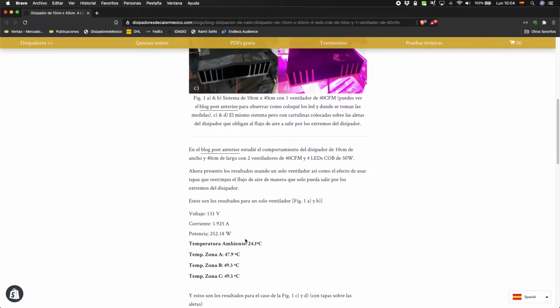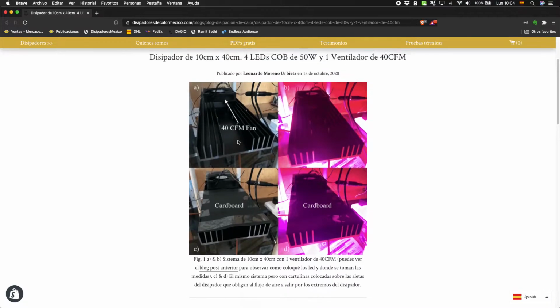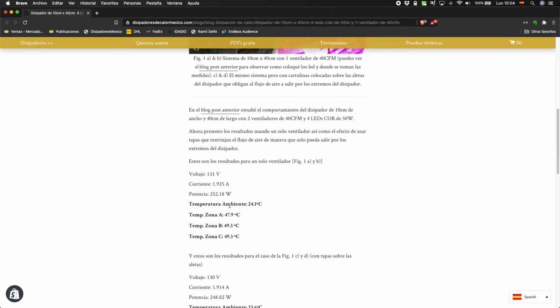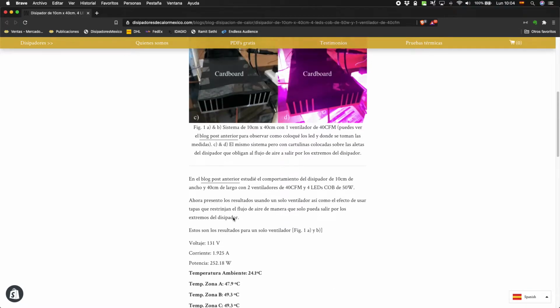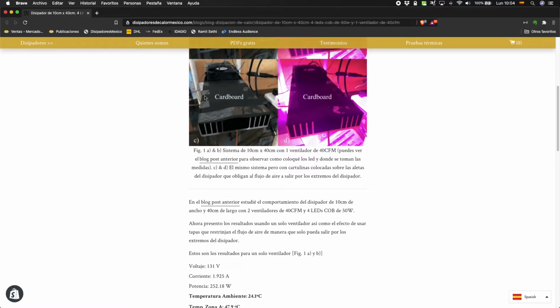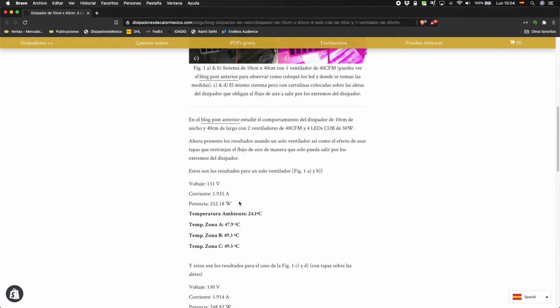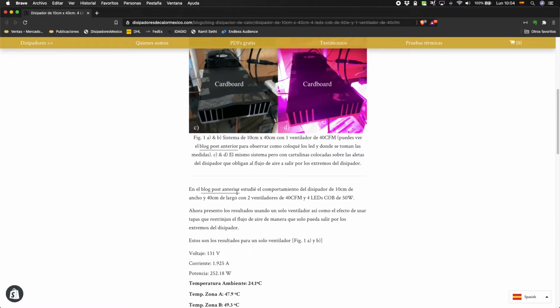The measurements for the first two figures, which is only the 40 CFM fan, are these ones: 47.9 degrees centigrade, which is about this thermocouple here, and 49 degrees centigrade for the other two thermocouples, which are this one and this one.